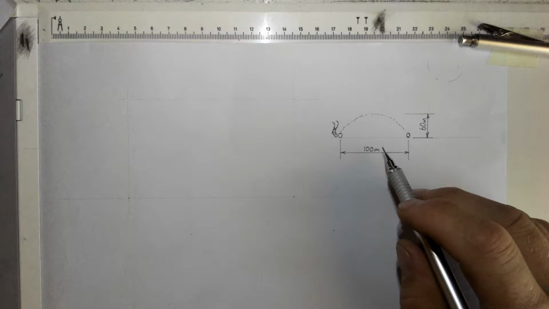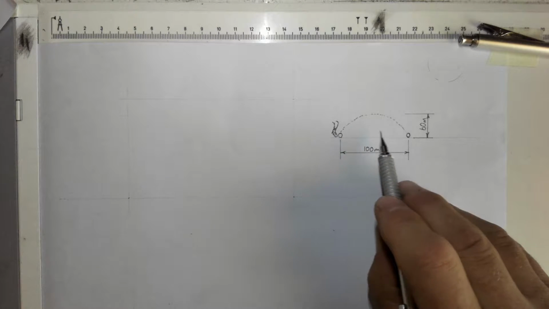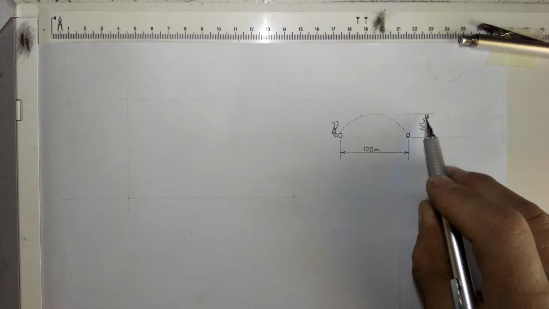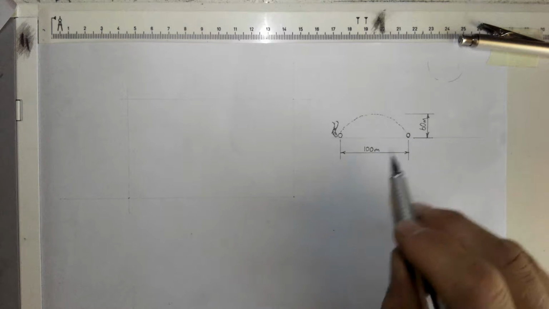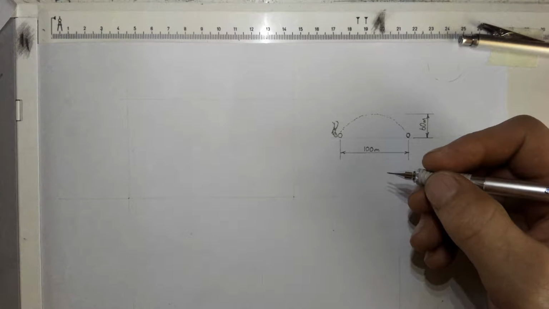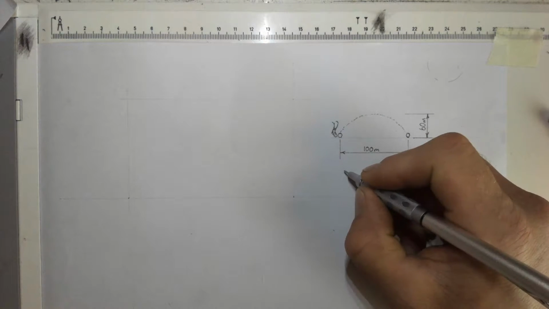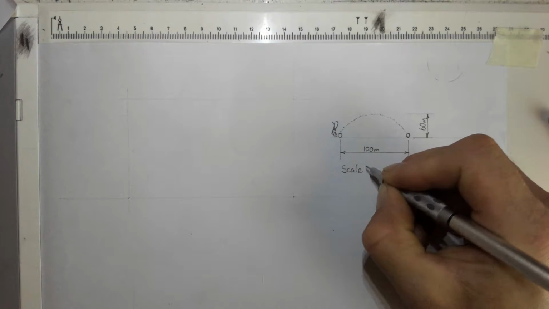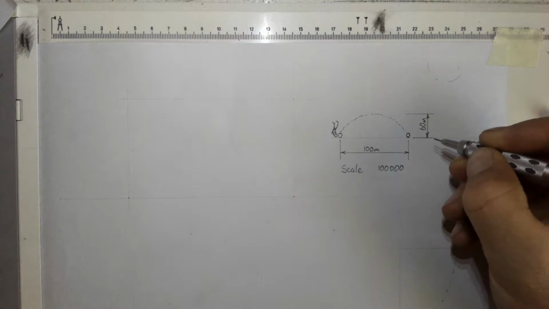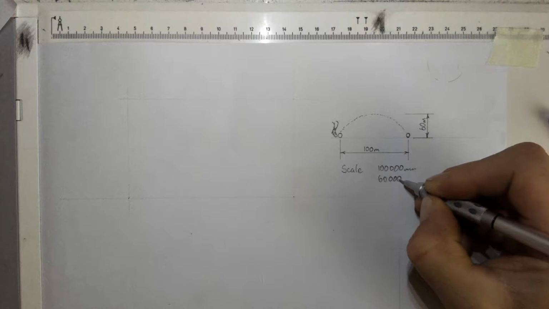The one I've been given here as an example is a ball that has been kicked. It's travelled 100 metres from its location at the start to where it is located at the end, and it reached a height of 60 metres. We're in metres, we want to convert that to millimetres, and the first thing we're going to do is convert it to millimetres and then work out what scale we're going to draw at to represent this. So if we look at scale, we've got 100 metres, which is 100,000 millimetres, and we've got 60 metres, which is 60,000 millimetres.